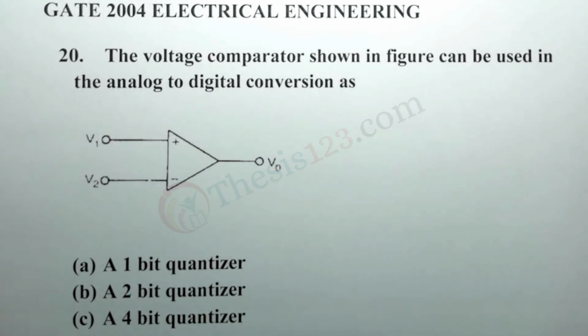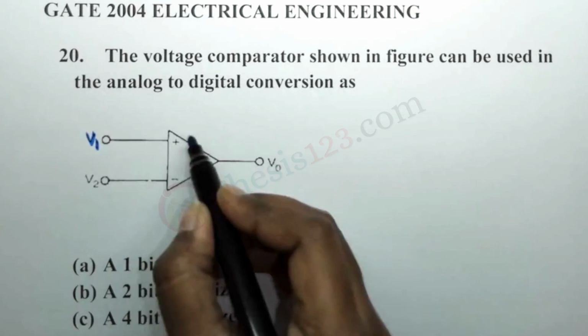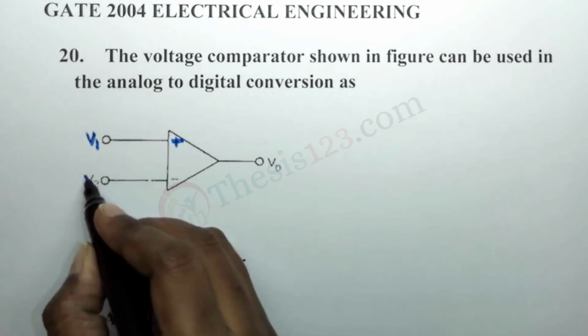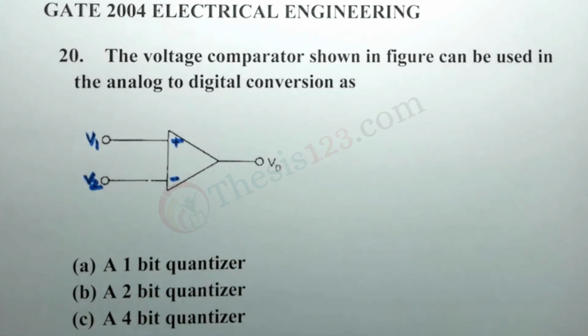Okay, here's the next question, number 20. The voltage comparator shown can be used in the analog to digital conversion as A, a 1-bit quantizer, B, a 2-bit quantizer, C, a 4-bit quantizer, and D, an 8-bit quantizer. So in the figure given over here, you will notice that V1 is connected to the positive terminal, V2 is negative, and of course the output is V0.